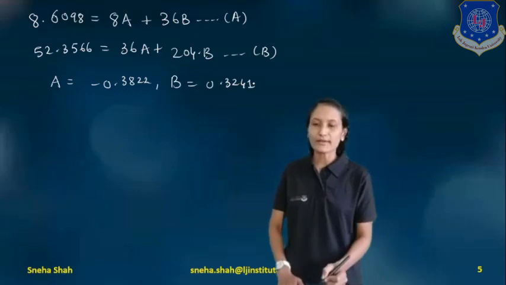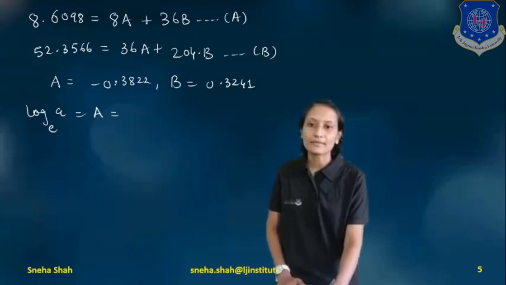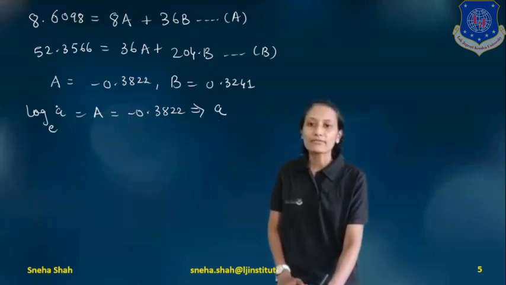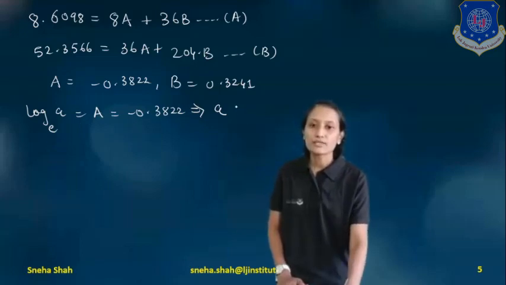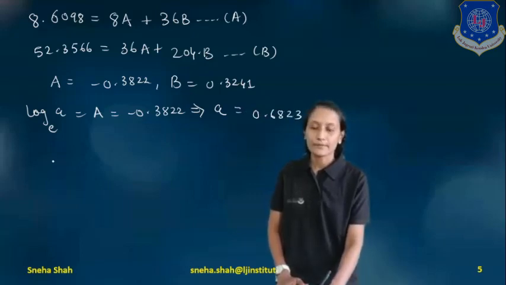Now we have to put these values in the equation of log A equals capital A to find out the value of small a. So if I put this value, this capital A equals minus 0.3822. From this we can find out the value of a. How are we finding the value of a? e goes over here, so e raised to minus 0.3822, its value will be 0.6823. So this one is the value of small a.